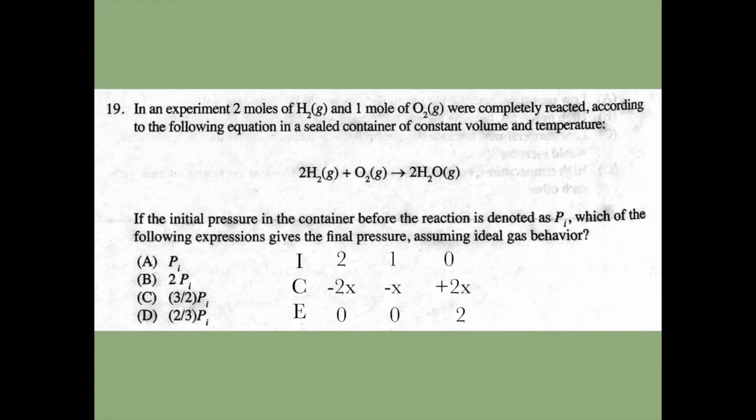Now, if you look at this, I started with 3 moles of gas, and I finished with only 2. So that is 2/3 the amount, right? Because it's 2 divided by the original 3. So my pressure would now be 2/3 the value it was before, which gives me the answer of D.